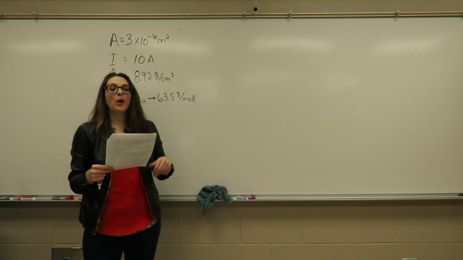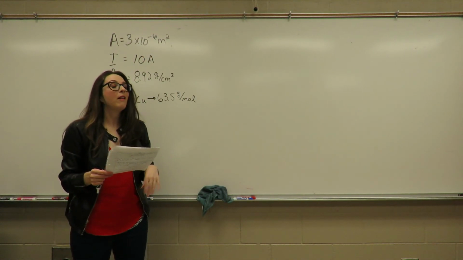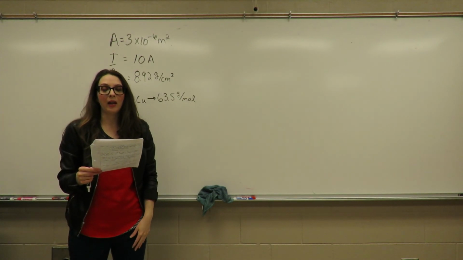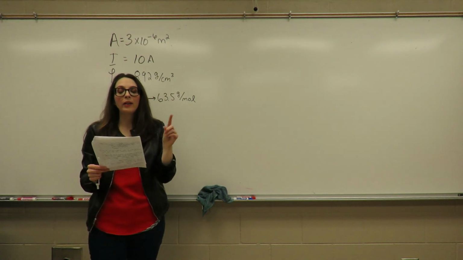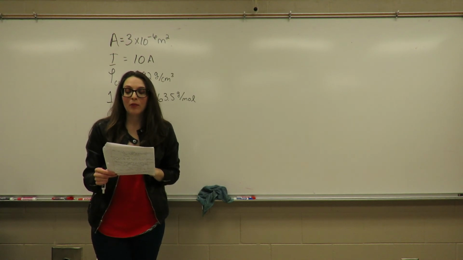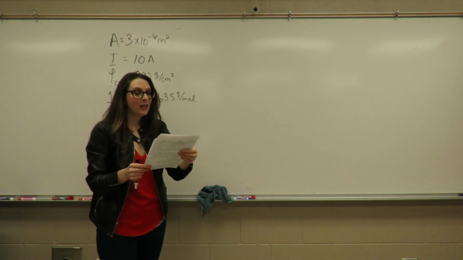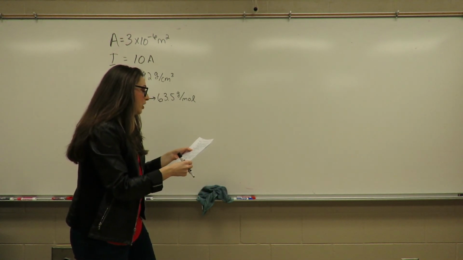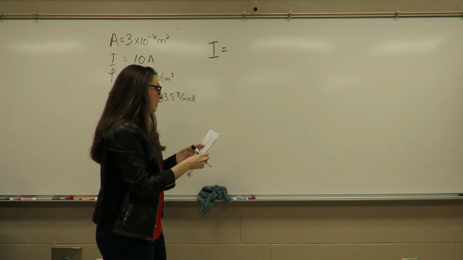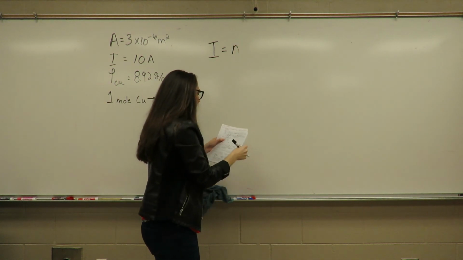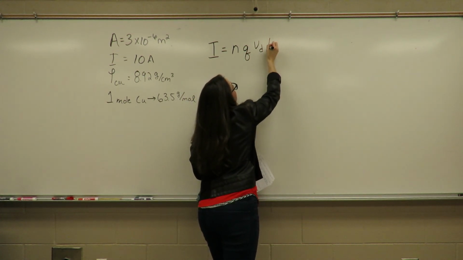So we have a copper wire that has a cross-sectional area of 3 × 10⁻⁶ meters squared, and it carries a current of 10 amps. So we're going to assume that each copper atom contributes 1 free electron to the metal. And with that, we're going to find the drift speed of the electrons in this wire. So if we think about our equation for current, one way we can write the current is by saying that the current is equal to N times Q times the drift velocity times A.